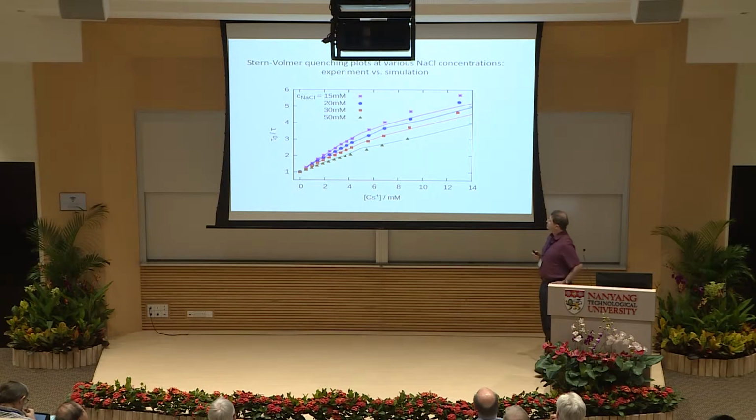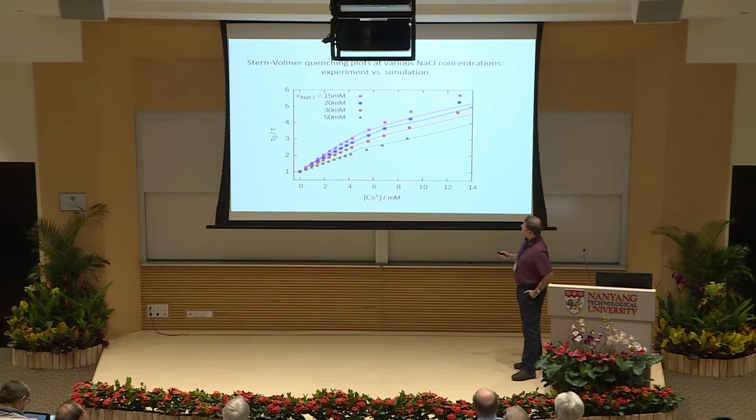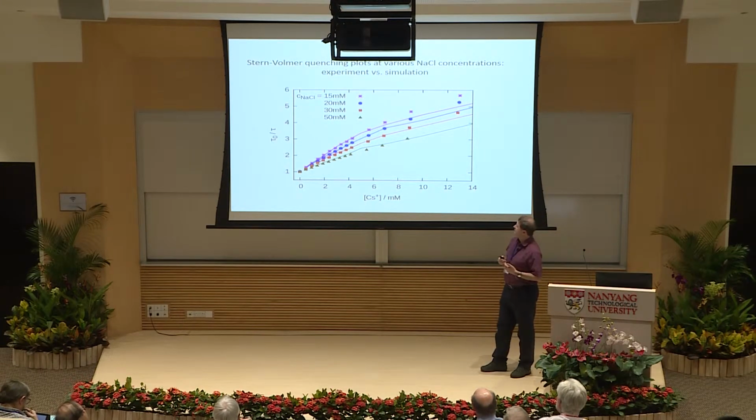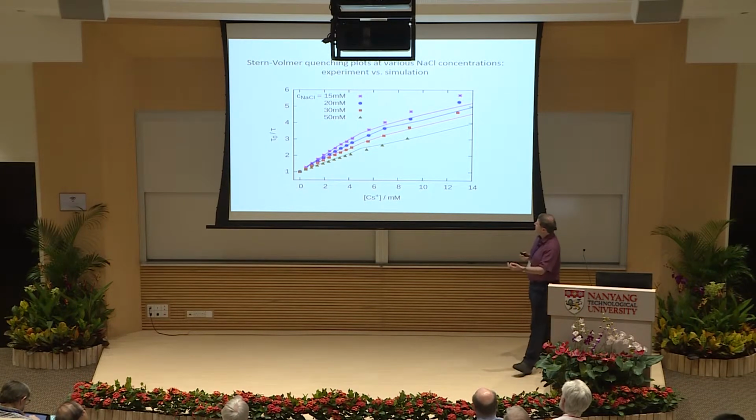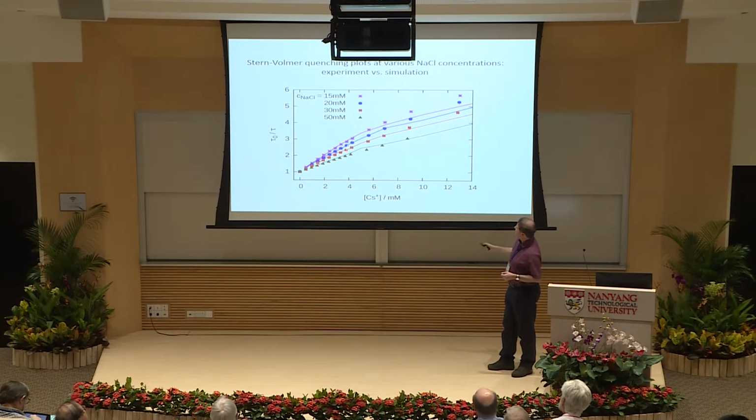So now, when you compare it with the simulation at various concentrations of indifferent salt, of course, adding indifferent salt causes screening of the electrostatic interaction between the chain and the quencher ions, and it decreases the efficiency of quenching. But what is important to see here is that these points are the experimental data, and these lines are the data from simulations.